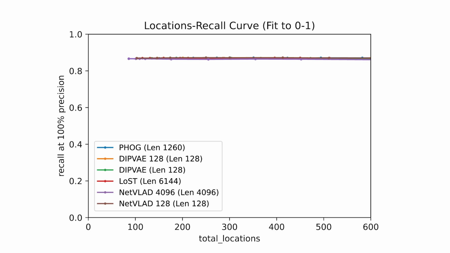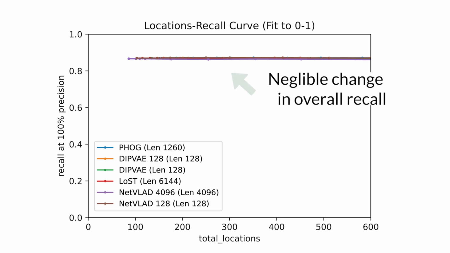The recall at 100% precision only changes negligibly among the evaluated candidates, showing that all global descriptors propose sufficient loop closing candidates without suffering any considerable drop in recall.